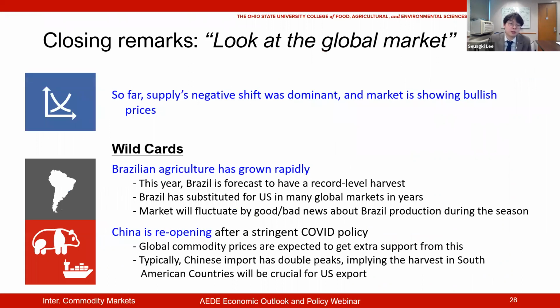So as a closing remark, my message is to look at the global market. So far, the current market situation is basically a negative supply shift and a negative demand shift, but supply was dominant. So we are still seeing bullish prices, but the wild cards are that we have seen Brazil's growth a lot, and they are really affecting the global market nowadays. In some markets especially, they are really outstanding players, meaning that we have to prepare for their potential impacts, and eventually that will affect our domestic market as well.